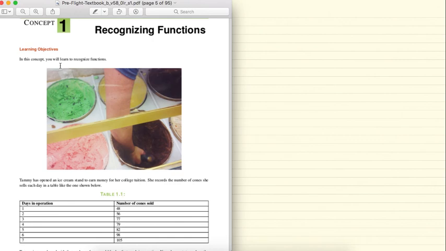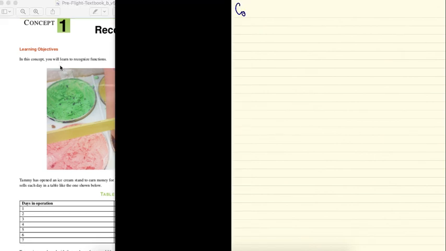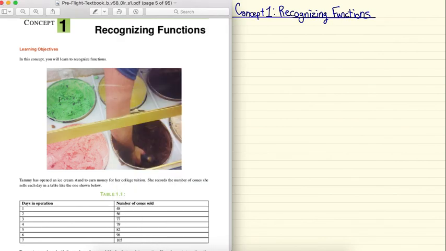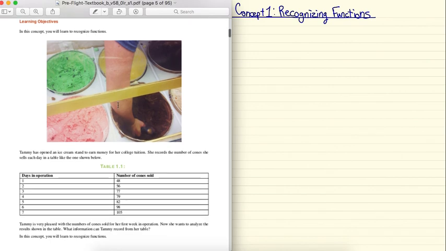So starting with concept 1, recognizing functions. I'm going to title my page to keep things organized. I'm going to say concept 1, and it's recognizing functions. Alrighty. So in this concept, you're going to learn to recognize functions.